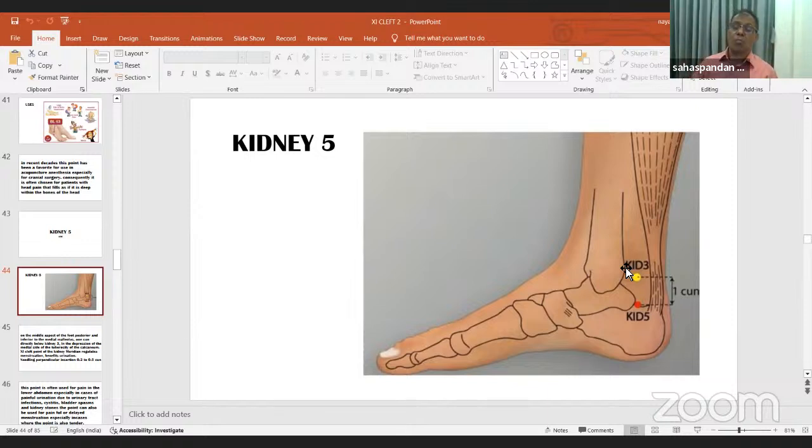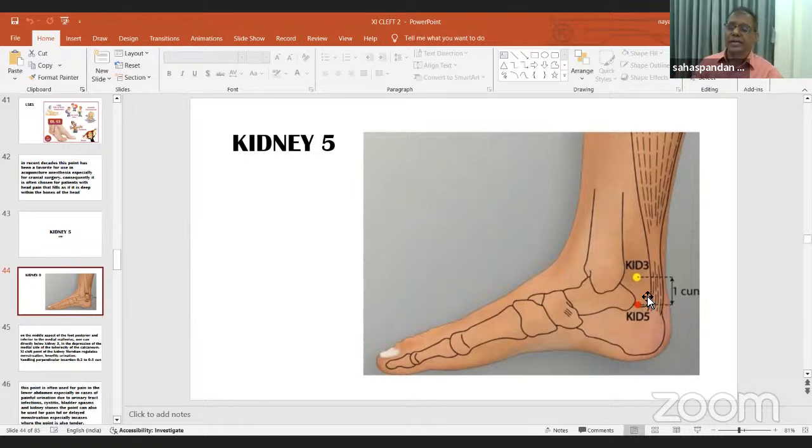In the depression of the medial side of the tuberosity of the calcaneum. This is the calcaneum area. Okay, understood this location? This is the xi-cleft point of the kidney meridian. It regulates menstruation and benefits urination. If there is frequent urination or blockage of urination, this is very useful for that problem.